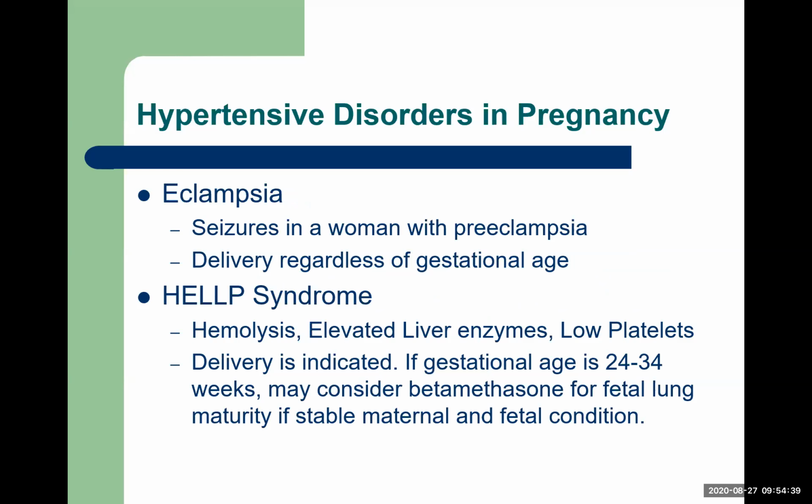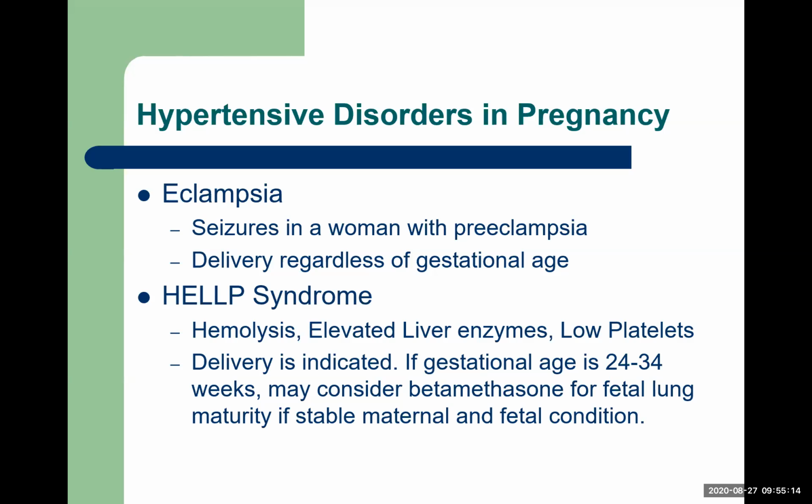Eclampsia is when a woman with preeclampsia develops seizures, and delivery is indicated regardless of gestational age. And HELLP syndrome, which we have as well talked about during this presentation, is when a patient has evidence of hemolysis or elevated liver enzymes 2 times more than normal, or low platelets less than 100,000. When a patient develops HELLP syndrome, delivery is also indicated.